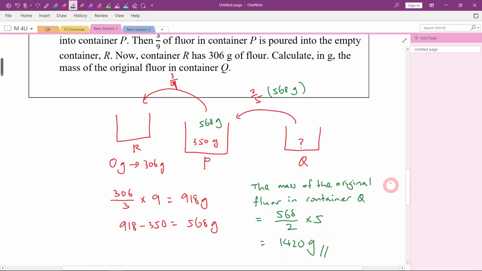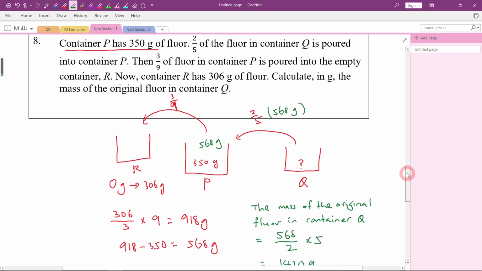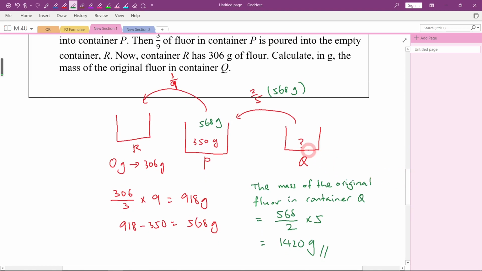Sometimes after reading the question you feel very confused. You can actually draw a diagram to help you understand the situation, and it's easier for us to plan how to solve it when we see a diagram.